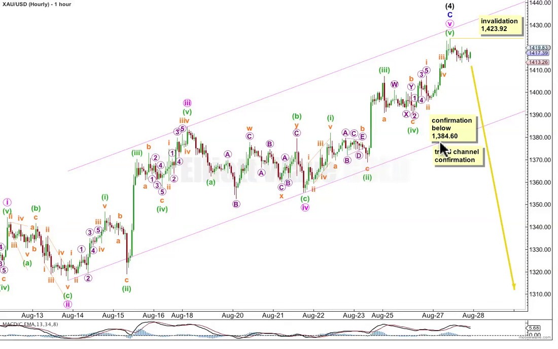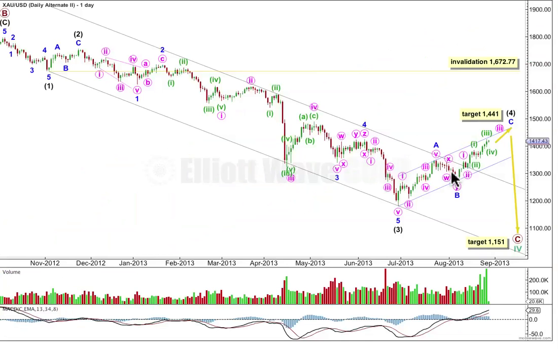If we see movement below 1384.60, we may have some confidence in this wave count, and movement below the trend channel on the hourly chart here, with a good couple of hourly candlesticks below this channel and not touching it, would provide initial trend channel confirmation for this wave count. Alternatively, it's all the same to this point here.